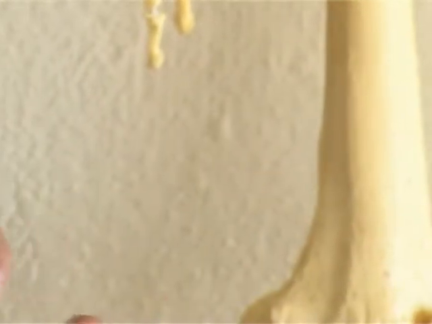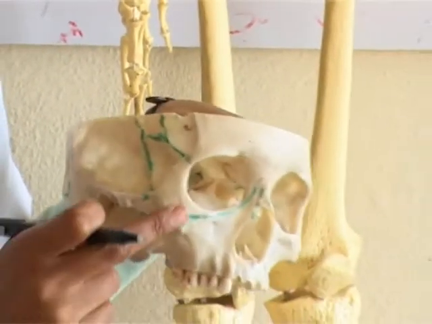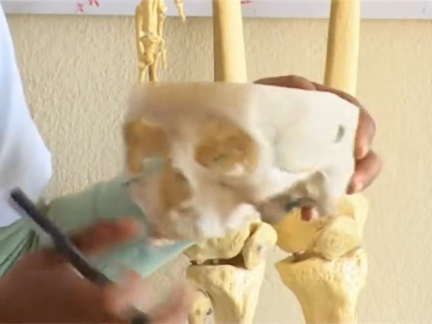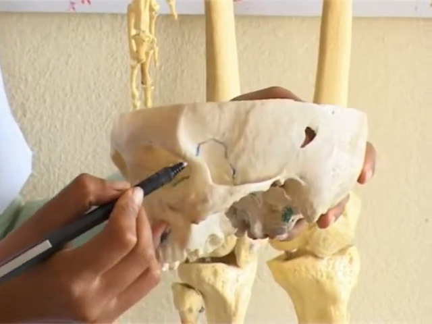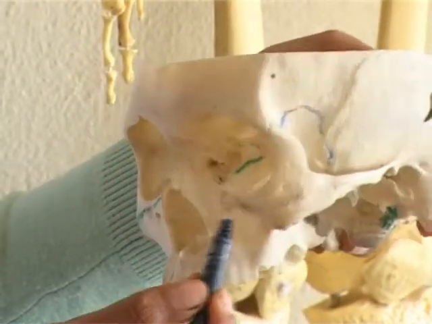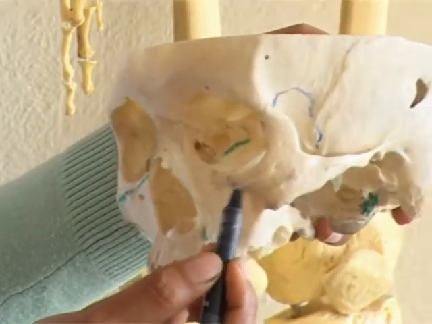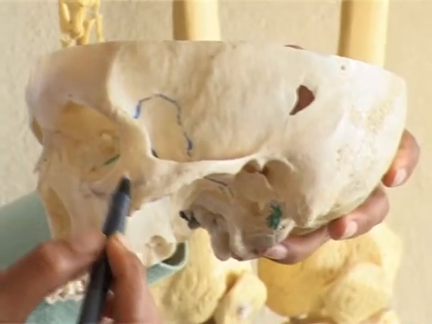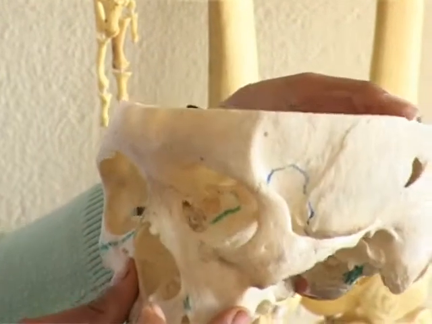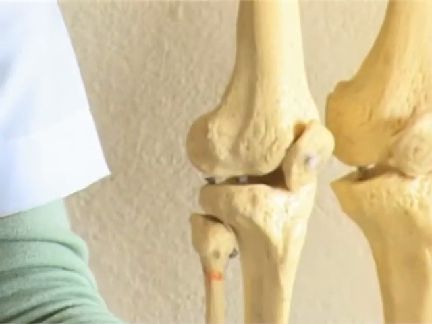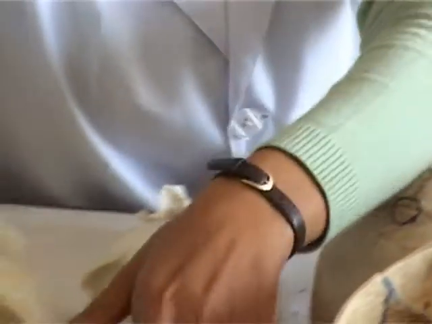Zygomatic. Zygomatic bone forms the prominence of the cheek. It has a frontal process, temporal process, maxillary process, and it shows a small zygomatic foramen. Vomer forms part of the nasal cavity and is a single bone.